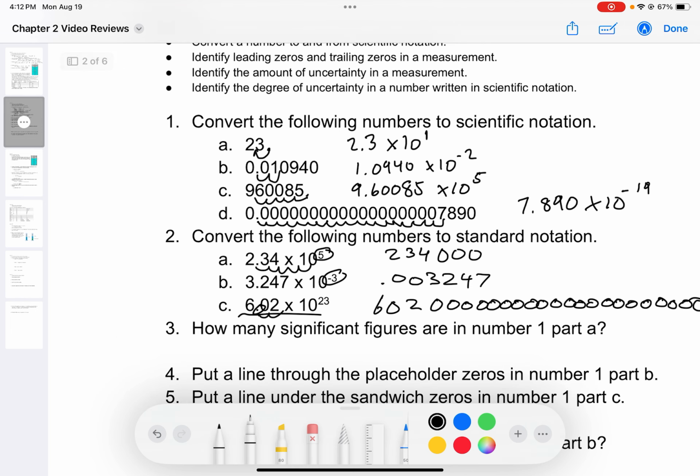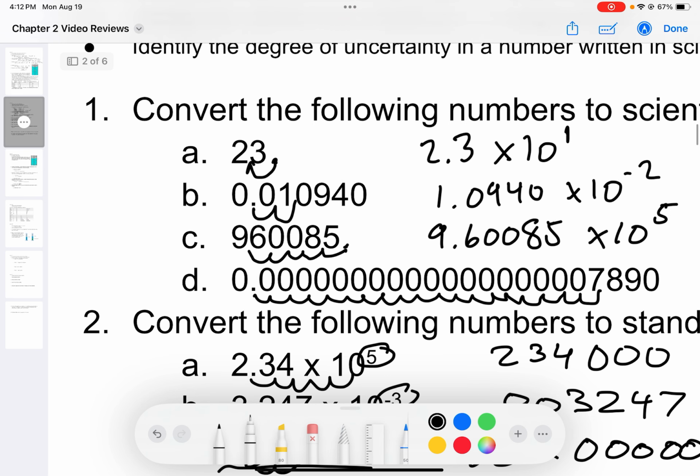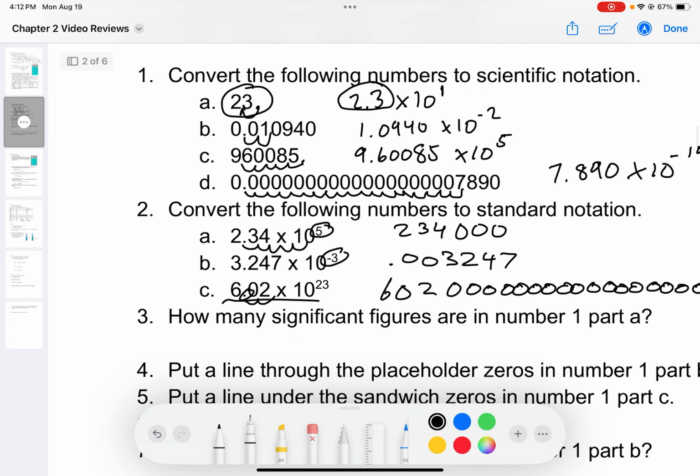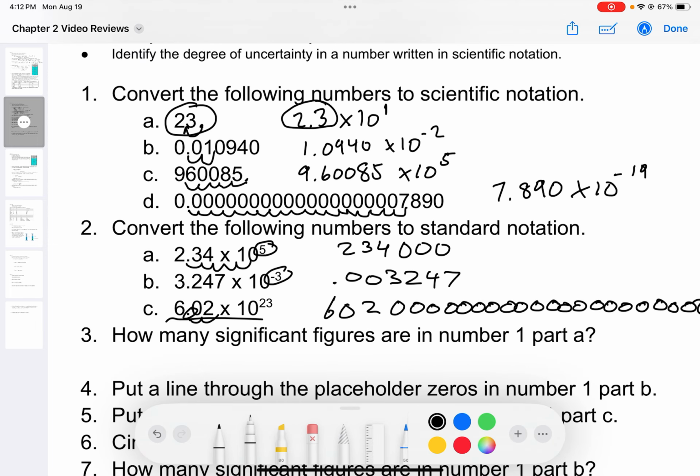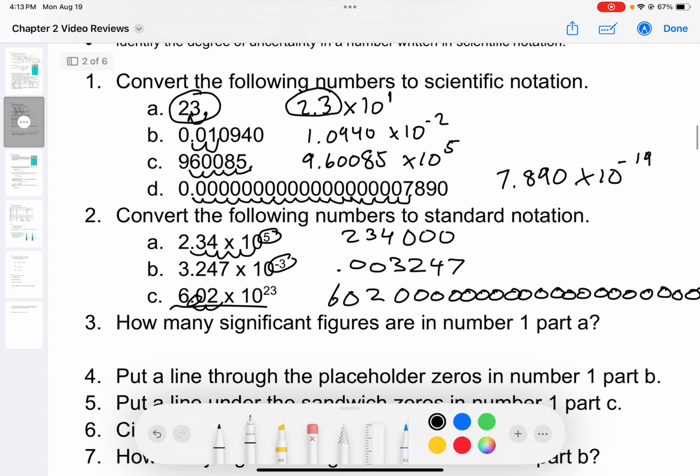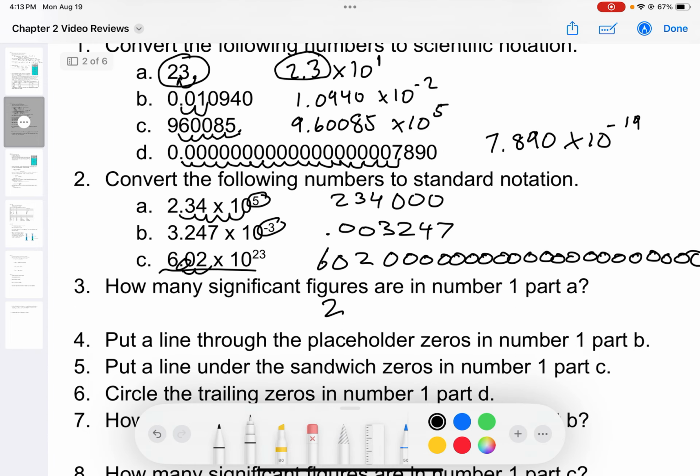Number 1 in part A, there are 2 significant figures here. So this right here, 23, has 2 significant figures. This right here, same thing, 2 significant figures. So a number is significant if it's just a number, like not 0. It's always significant if you see a number that's not 0. That's why both of those are significant. So how many significant figures are in 1A? There are 2.